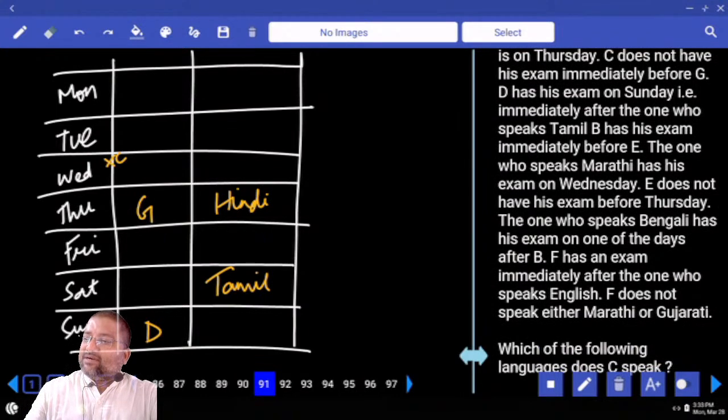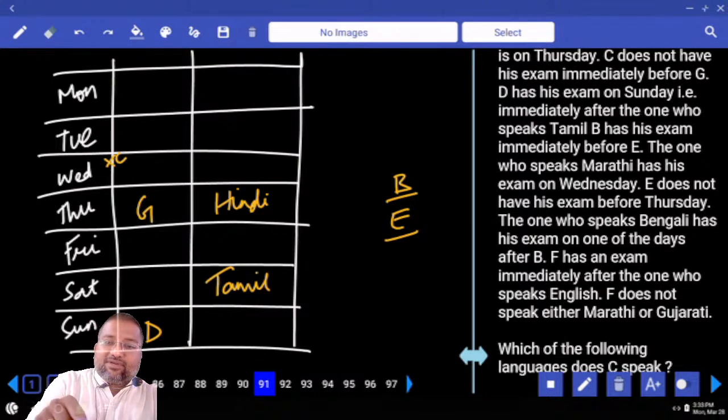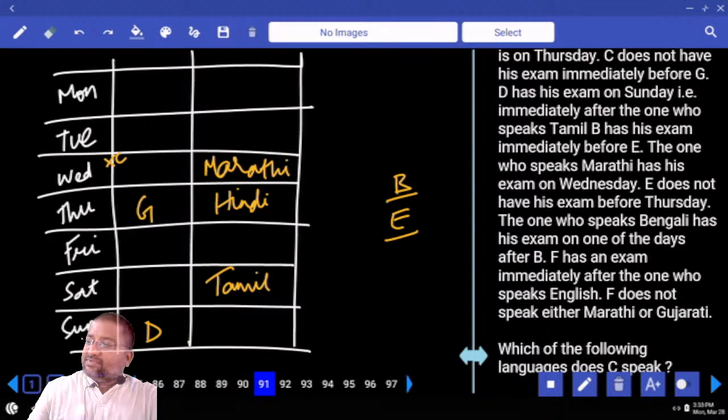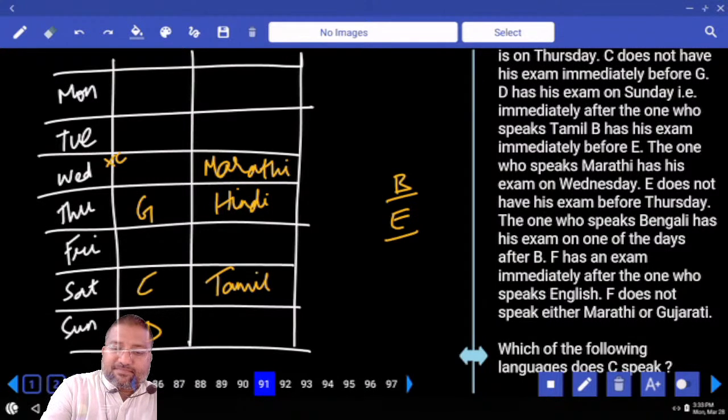Next, B has his exam immediately before E. The one who speaks Marathi has his exam on Wednesday. Marathi is on Wednesday. E does not have an exam before Thursday, so E should be after Thursday: Friday, Saturday. So can I go for E on Friday? Impossible.